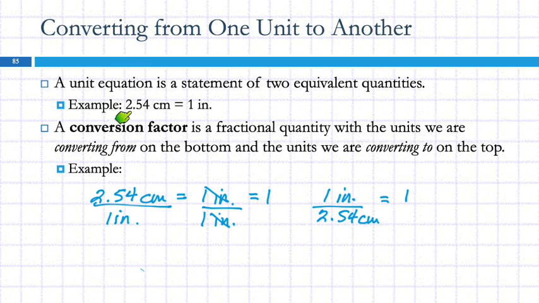So any unit equation like this is the sort of thing you might look up in a table. You can turn into a conversion factor, and you can do it one way or upside down. What's important is that the number stay with its unit. So 1 inch, the 1 is always with the inch, whether it's on the top or the bottom. Any questions yet?